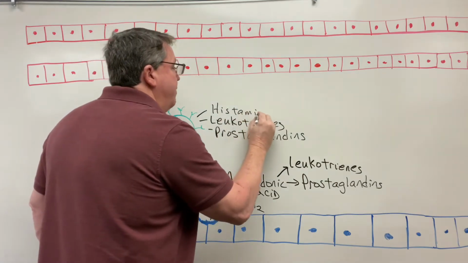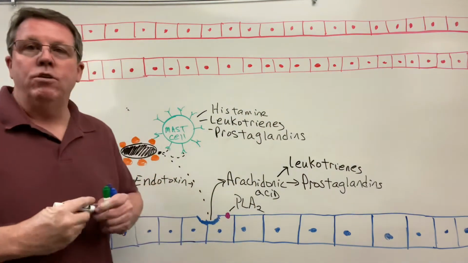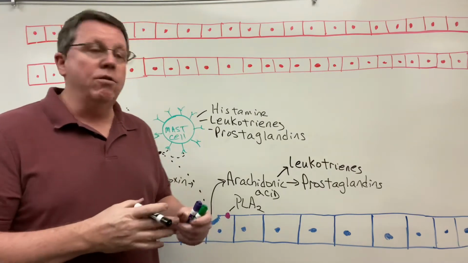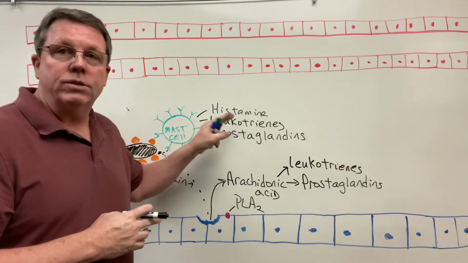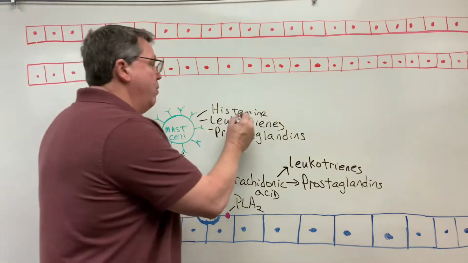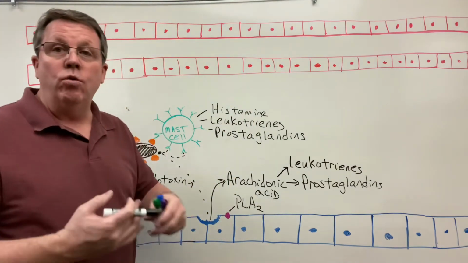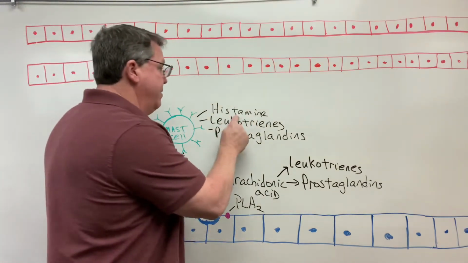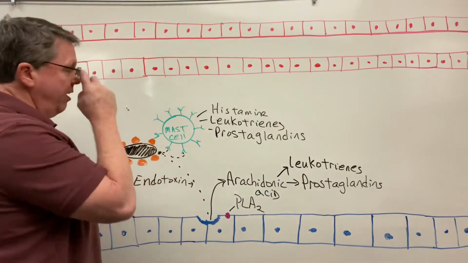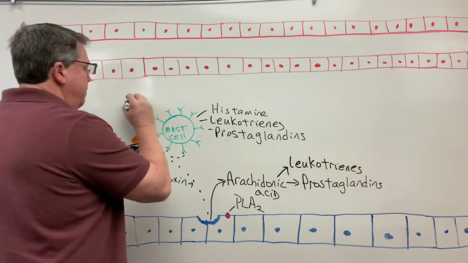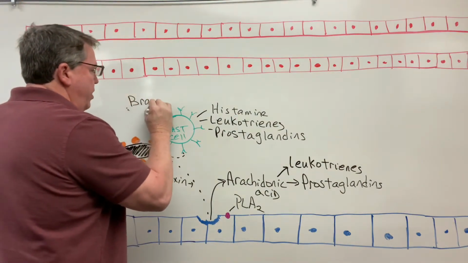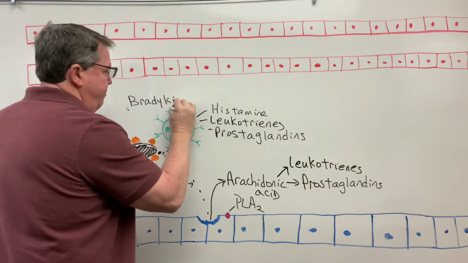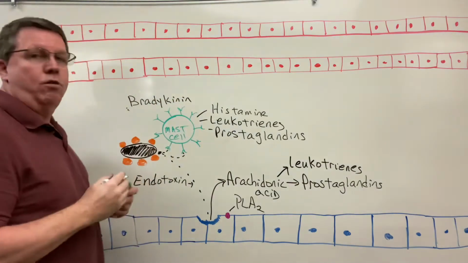Now, if you've ever had an allergy attack, you'll go to the store and get something called an antihistamine, which will stop these from working. These are why you get the red eyes and the runny nose and the watery eyes. That's the histamines. Another thing that's going to be produced is something called bradykinin. So this is something else that's going to be produced.